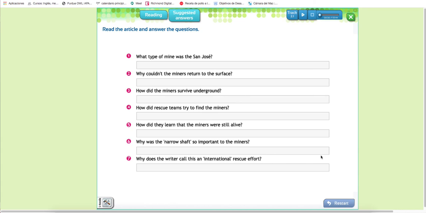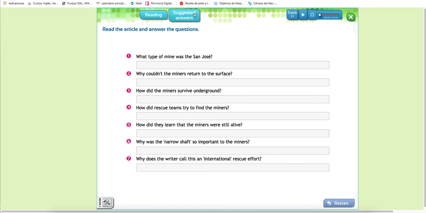Juanes, do you have your answer? No, teacher. Not yet. So who can tell me, why does the writer call this an international rescue effort? Who can help Juanes? You can help Juanes? Okay, Lau, go ahead. Because this problem got help from other countries, for example, space agencies and international drilling teams.